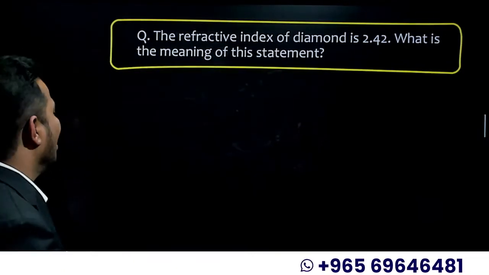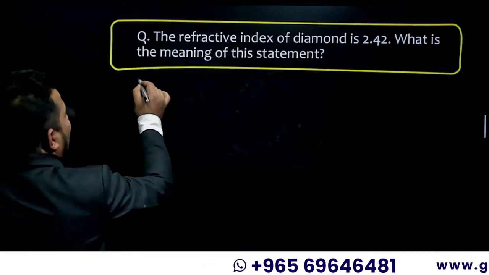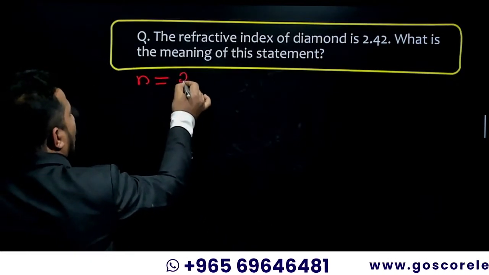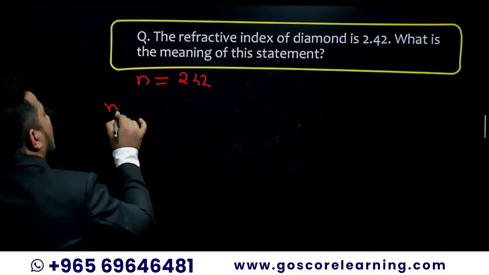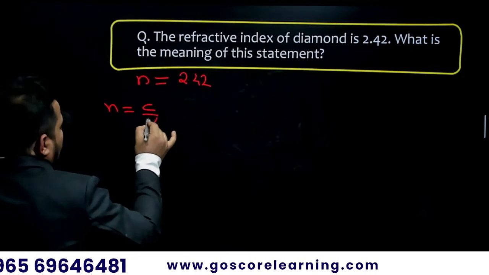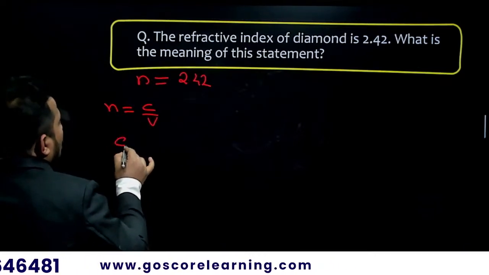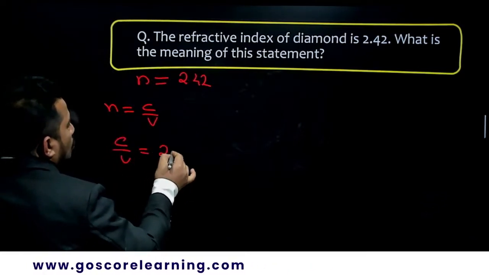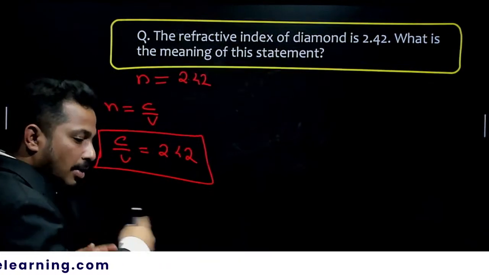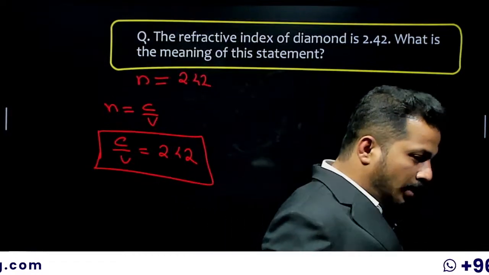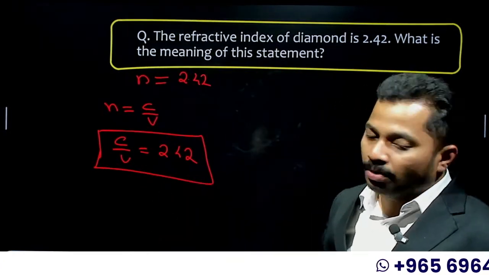Just normal thinking is enough. Here n, the refractive index, is 2.42. What is refractive index? We have n is equal to C by V. So C by V is equal to 2.42. Write this equation in words. Answer is done. Write this equation C by V is equal to 2.42.